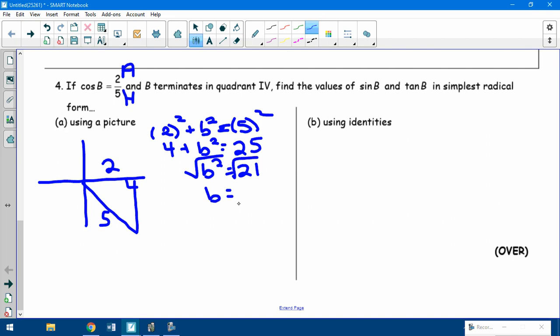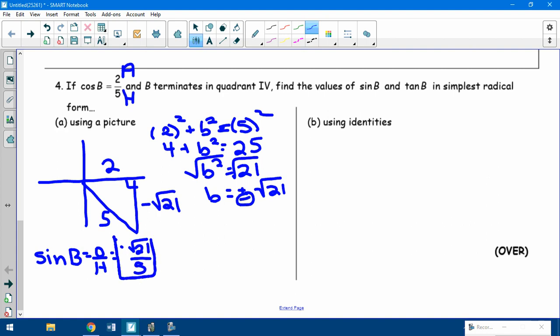So b is plus or minus radical 21. And the one thing you got to remember is watch that plus or minus. So it's negative radical 21 because it's going down. All right, and they just wanted to find sine of b, which is opposite over hypotenuse. So negative radical 21 over 5. And tangent of b, which is opposite over adjacent, which is negative radical 21 over 2.